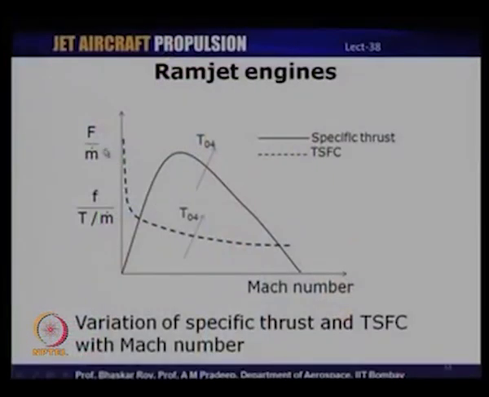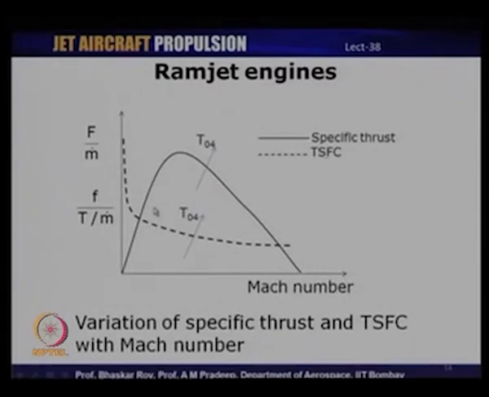We will take a look at how the performance changes as we change the combustion temperature, that is T04. With increasing combustion temperature, what happens to the performance of a ramjet? So, what I have plotted here is a rather simplistic view of what really happens as the performance changes with Mach number. On the y axis we have the specific thrust as well as the fuel consumption, that is TSFC, and the x axis is Mach number. The solid line shown here is the specific thrust and the dotted line is the TSFC.